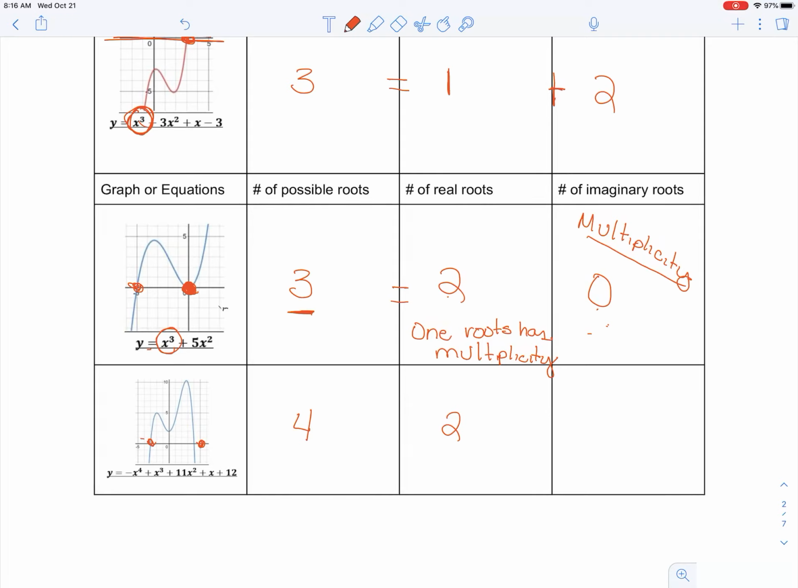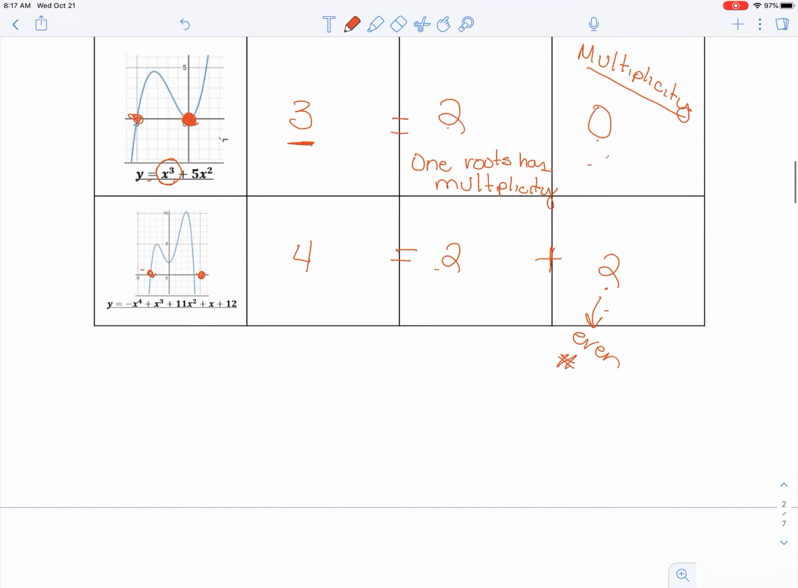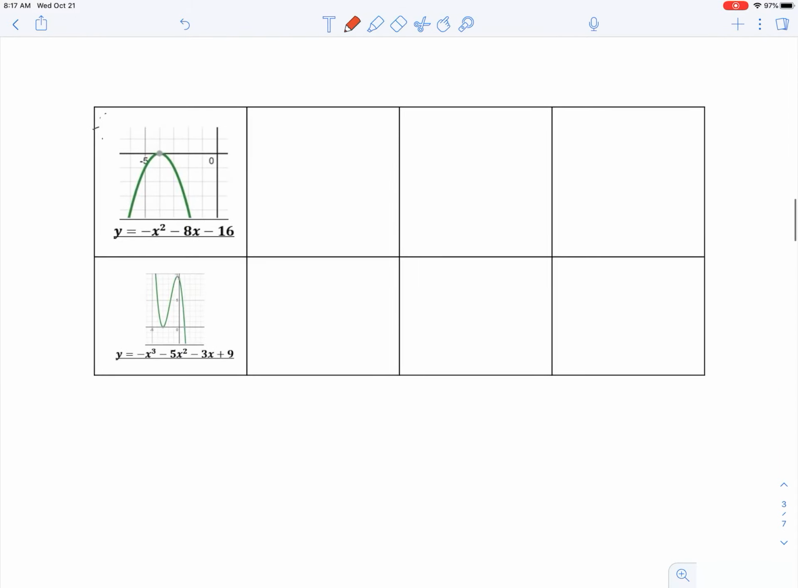Alrighty, and then if we look at the next one, it is 4th degree. How many real roots does it have? It has 2. So how many imaginary? 2, because 2 plus 2 is 4. And also, this has to be an even number. Okay, pause the video and you do the last two, and then we'll come back and talk about it.